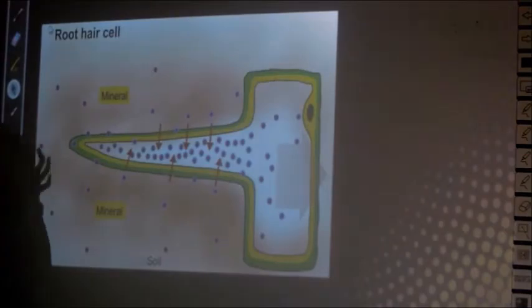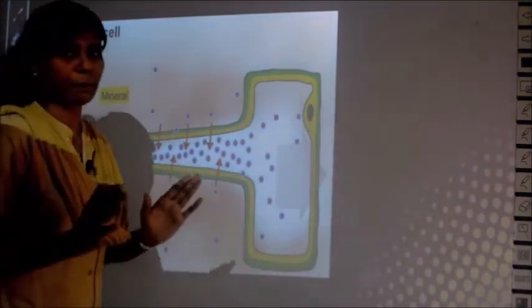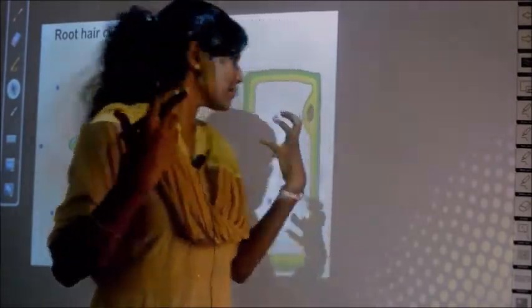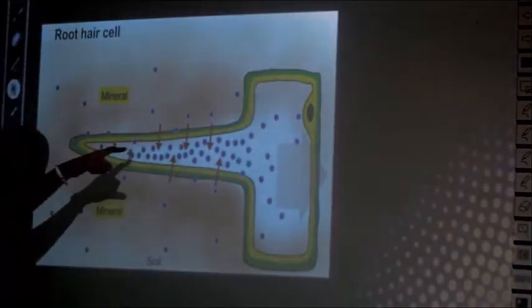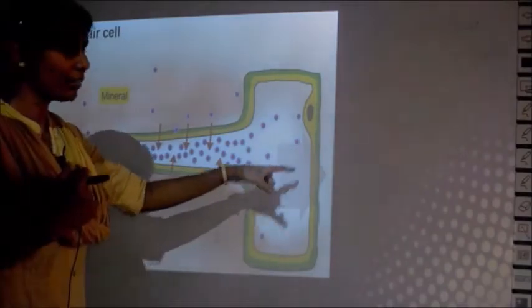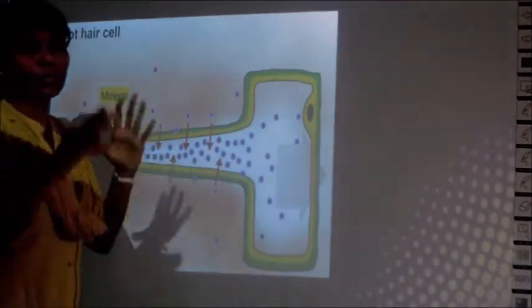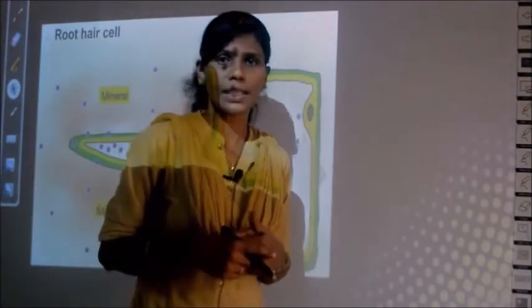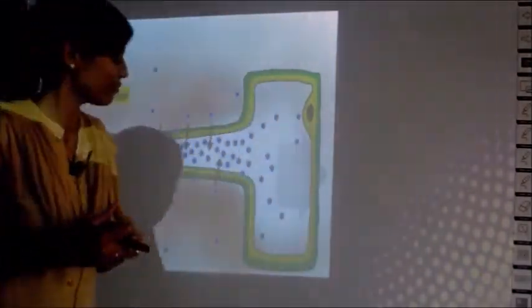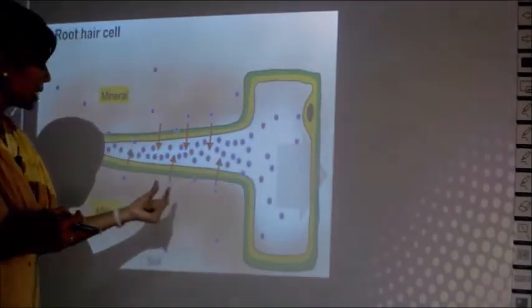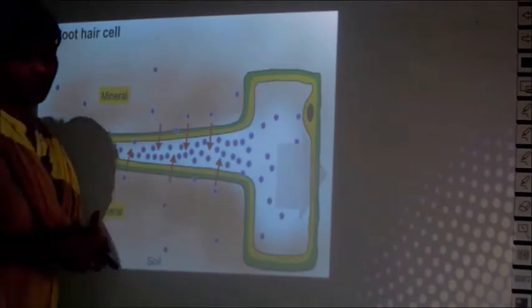So what is the example given for active transport? Again, root hair cells. Say for example, you have a plant. In that plant, already inside you have so much of minerals. See the root hair inside the cell you have, this is a root hair cell, that is a plant cell. Already you have so much of minerals inside the plant, but the soil outside has very low number of minerals. You have so many mineral particles inside but very less number of particles outside.